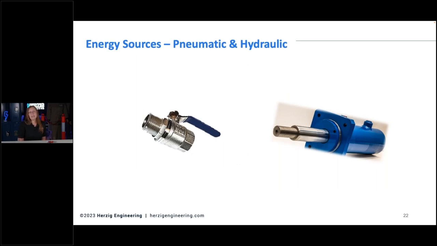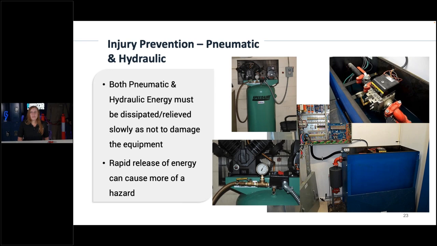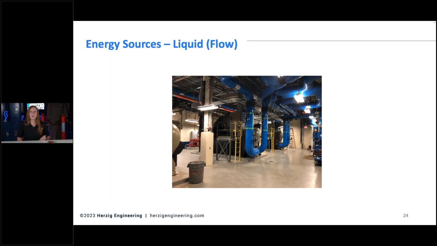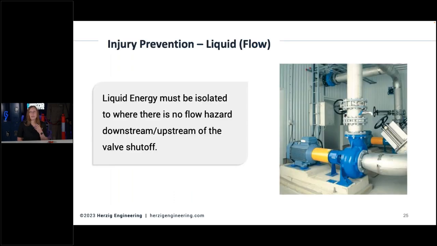Okay, what about pneumatic and hydraulic equipment? Well, both of those have to have that energy dissipated or relieved slowly as to not damage the equipment or, you know, cause more of a hazard because it's released too rapidly. So there has to be some kind of valve or control to make sure that that pressure buildup essentially has a chance to dissipate. And then of course there's liquid. So all kinds of liquids flowing, it could be boilers, it could be water heaters, whatever. That needs to be isolated, make sure there's no flow hazard downstream or upstream, also cooled water, very common. So a lot of those are just big valves that need to be shut off so that you don't allow that water, or liquid, to flow anymore.